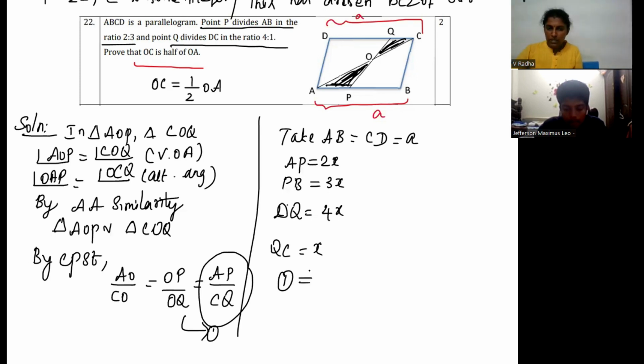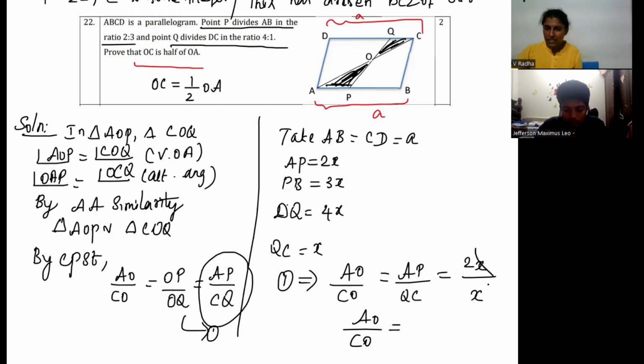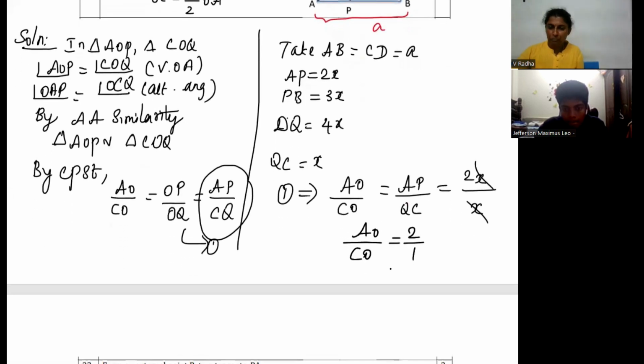Now number 1 implies AO by CO is the same ratio as AP by CQ, or QC. AP is replaced by 2x and QC is replaced by x only. Now in AO by CO, the x gets cancelled, it's 2 by 1. We want to show OC is equal to half OA, so just cross multiplication. In the next line, cross multiplication, OC is equal to half OA, that's all.